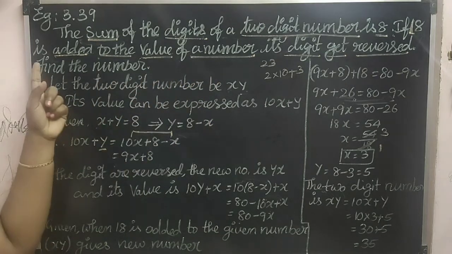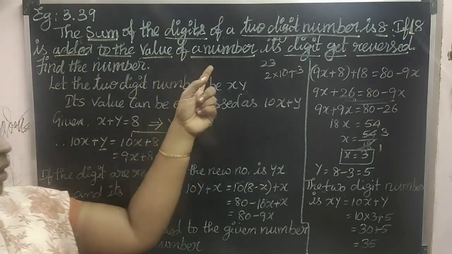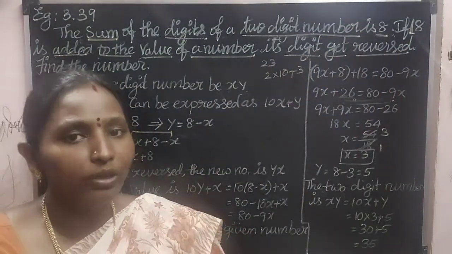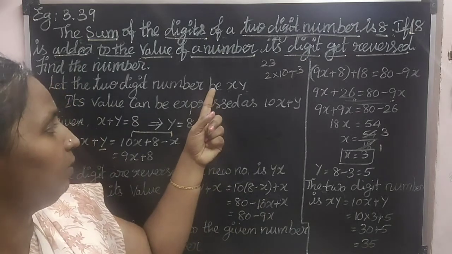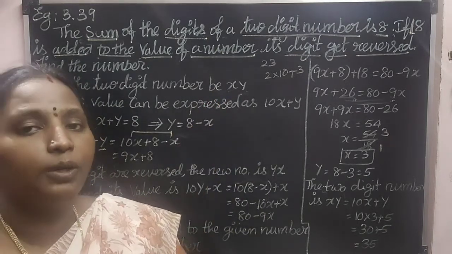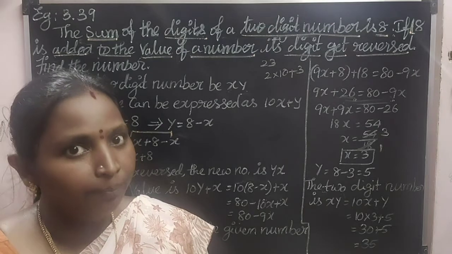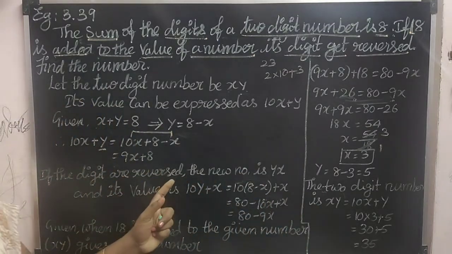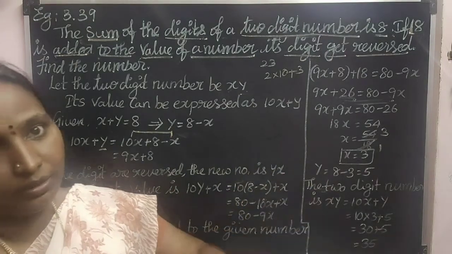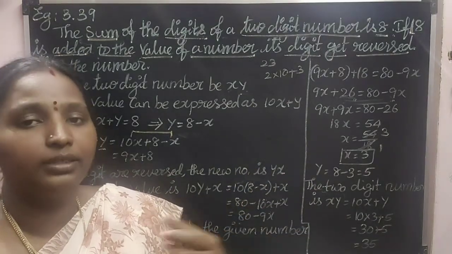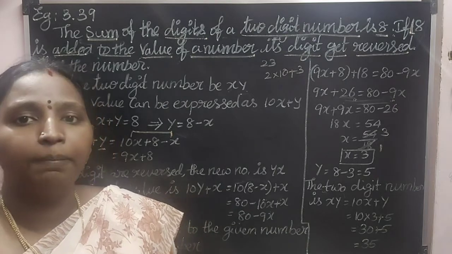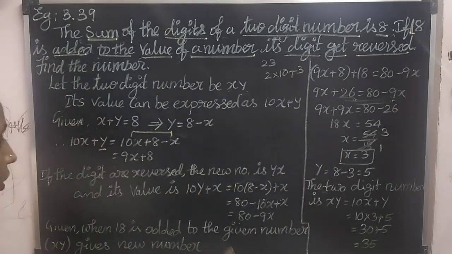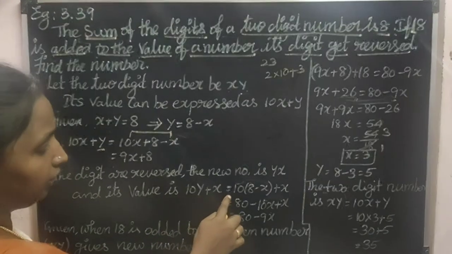If 18 is added to the value of a number, its digits get reversed. If the digits get reversed, what will the new number be? So we assumed the two-digit number is xy. If its digits are reversed, now what will it become? Yx. Very good. So if the digits are reversed, the new number is yx. Now we are going to represent that yx in expanded form. How can you represent that? Yx equals 10y plus x.